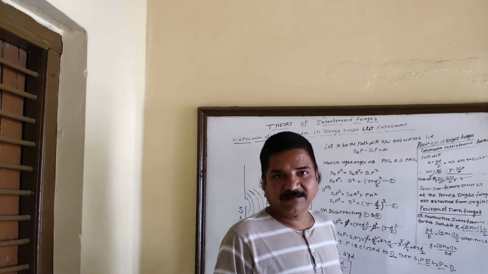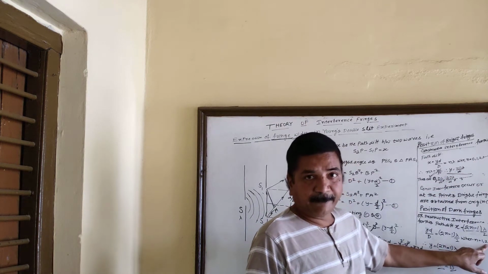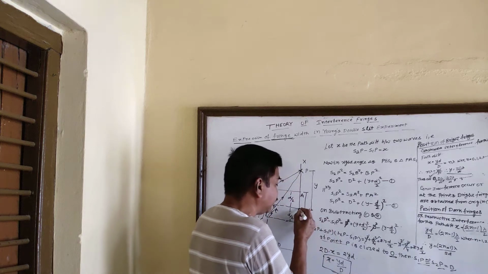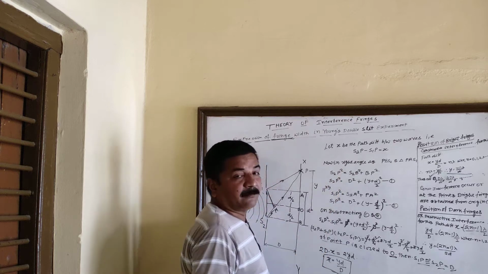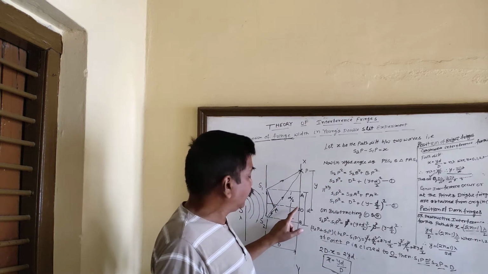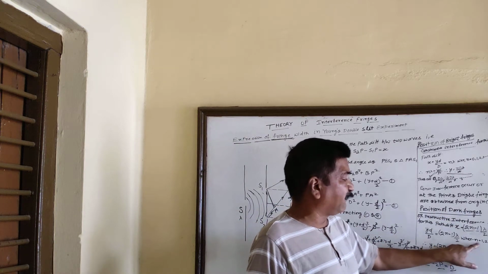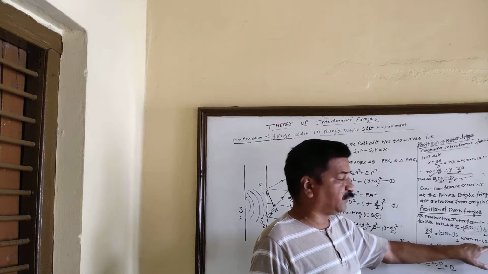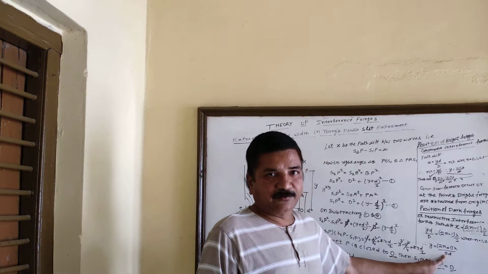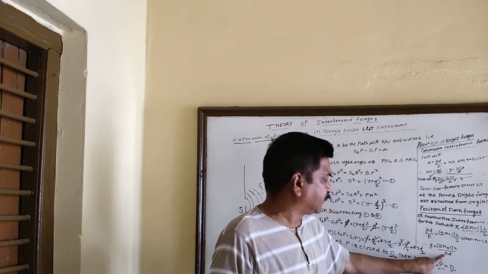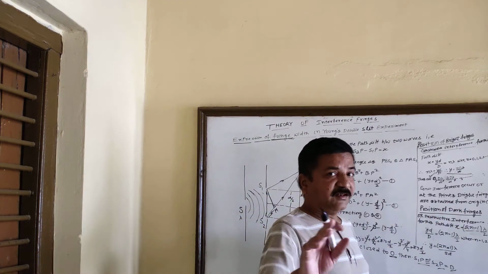Why is 0 not taken? In the above case we have taken 0, 1, 2, 3, but here we are taking 1, 2, 3. Because already at the origin you are getting the bright spot, the maximum intensity point. So this point will not be considered for the dark fringes. So we will consider the values of n from 1, 2, 3 and so on, and on substituting these values of n in this equation, we will get the position of dark fringes.